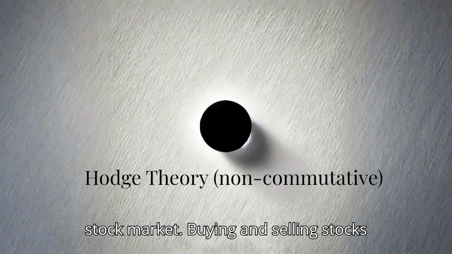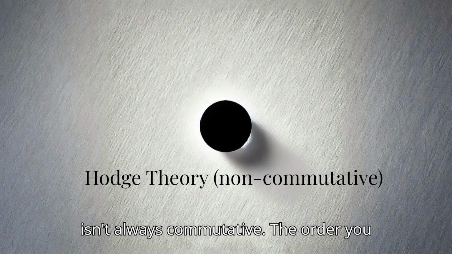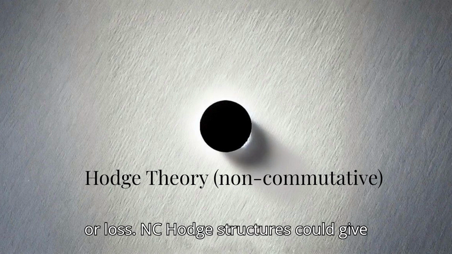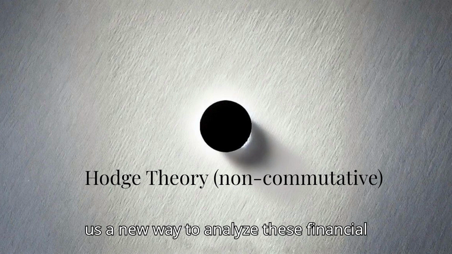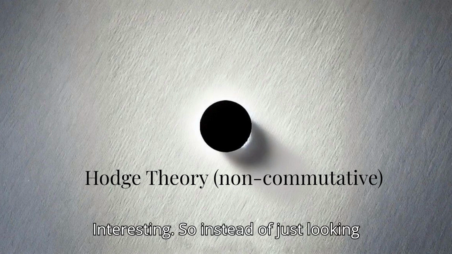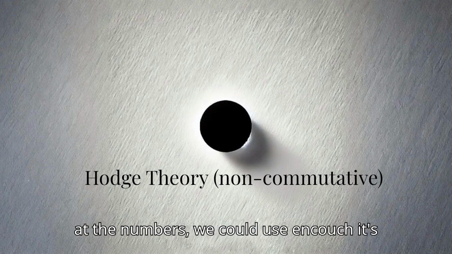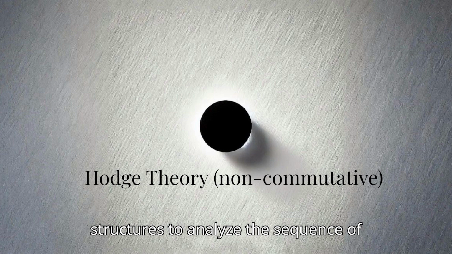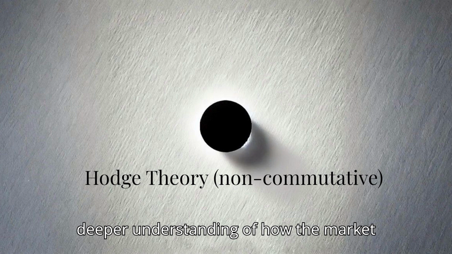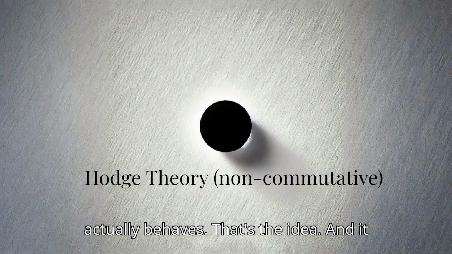Think about the stock market. Buying and selling stocks isn't always commutative. The order you make trades can really impact your profit or loss. NC Hodge structures could give us a new way to analyze these financial systems, accounting for order and timing. Interesting. So instead of just looking at the numbers, we could use NC Hodge structures to analyze the sequence of events, the flow of transactions, and get a deeper understanding of how the market actually behaves. That's the idea.